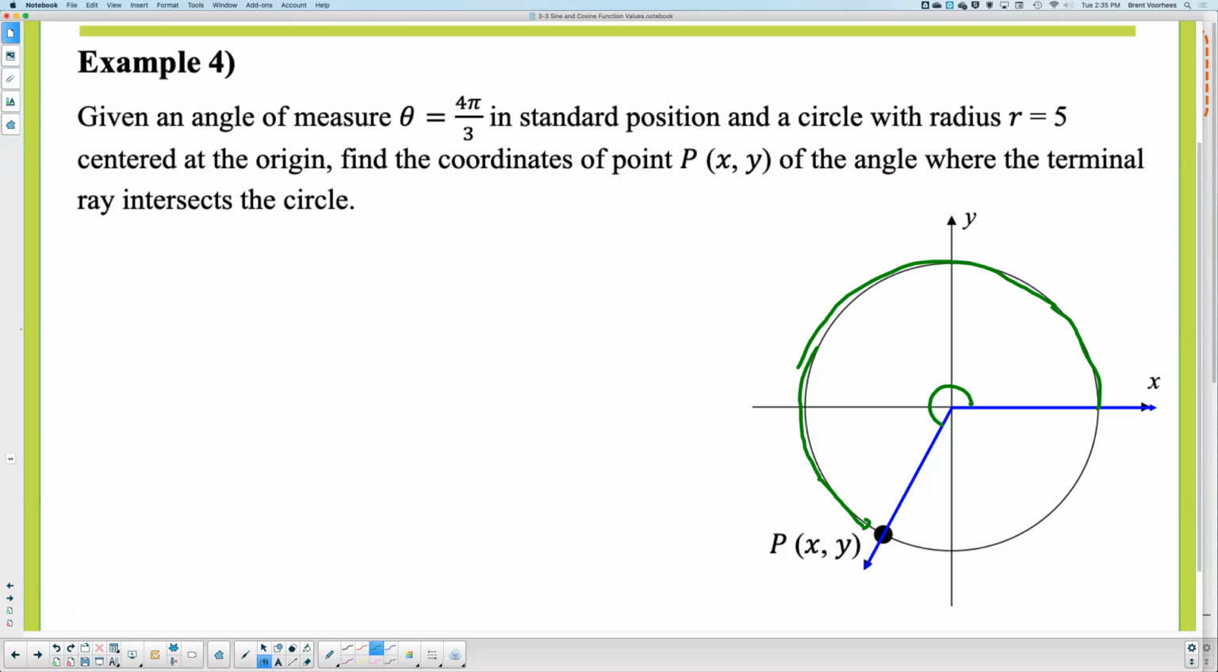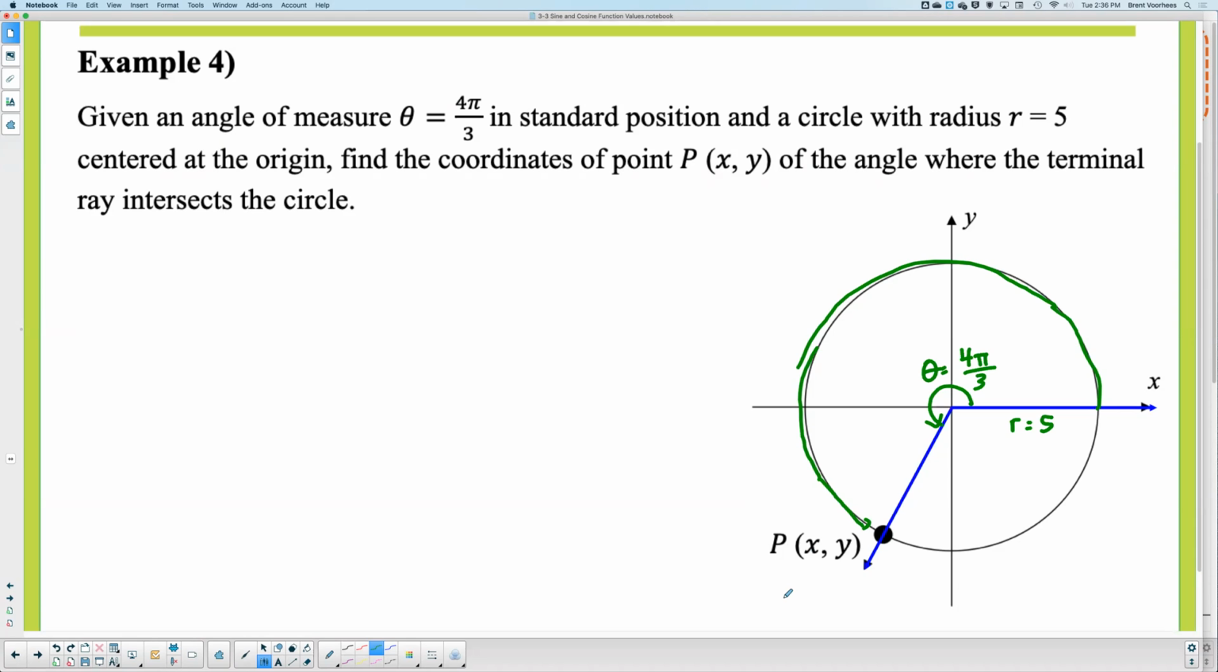Now, normally we just put the angle on the inside like this and say theta is 4 pi over 3, but I'm just reminding you where pi comes from. It's a measurement of radiuses around a circle. Pi would be halfway around the circle in radiuses. So 4 pi over 3 in standard position with a circle with a radius r centered at the origin. Find the coordinates of point P here.